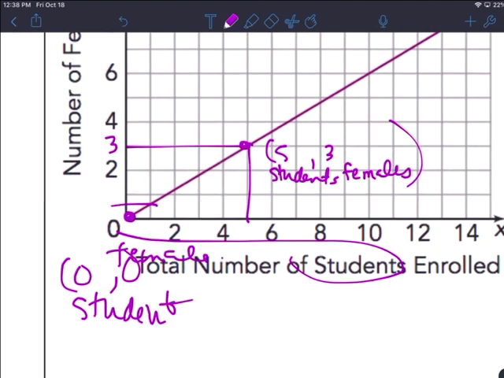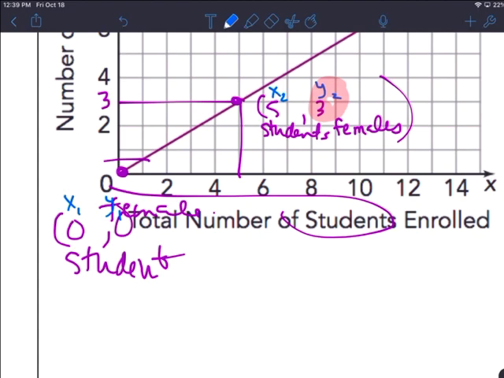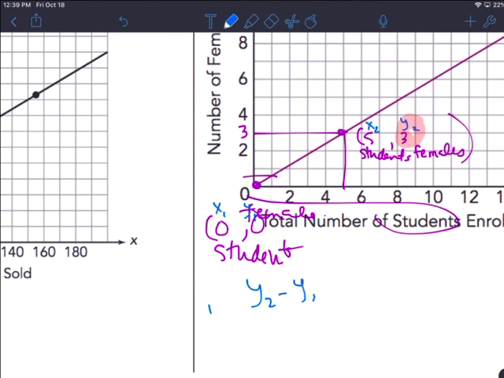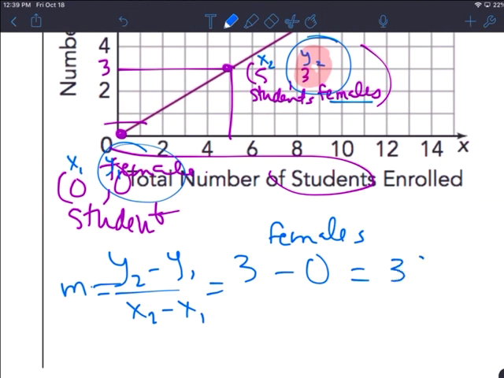Okay. X sub 1, Y sub 1. X sub 2, Y sub 2. All right. So we do y2 here, 3. So the formula is y sub 2 minus y sub 1, m equals over x sub 2 minus x sub 1. Y2 is 3 female students, 3 females, minus 0 females. It gives you 3 females.